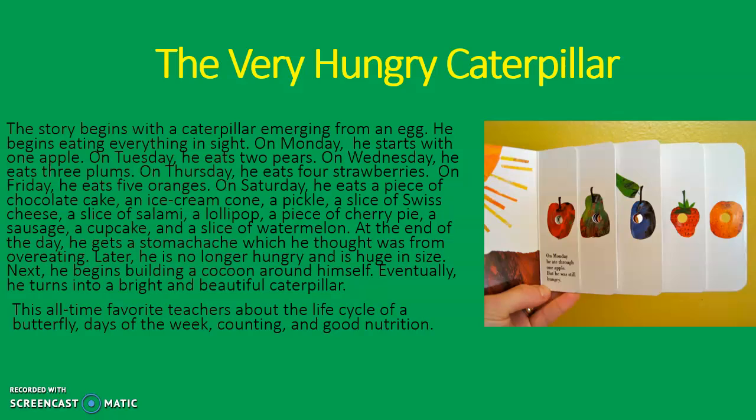So here's a little bit of a summary about the book. It begins with the caterpillar emerging from an egg, and he eats everything on sight. Each day, he eats more and more. On Saturday, he eats so much that he has a stomach ache that he thought was from overeating, but then he realized after he was no longer hungry and he was huge in size, he begins building a cocoon around himself. Eventually, he turns into a bright and beautiful butterfly.